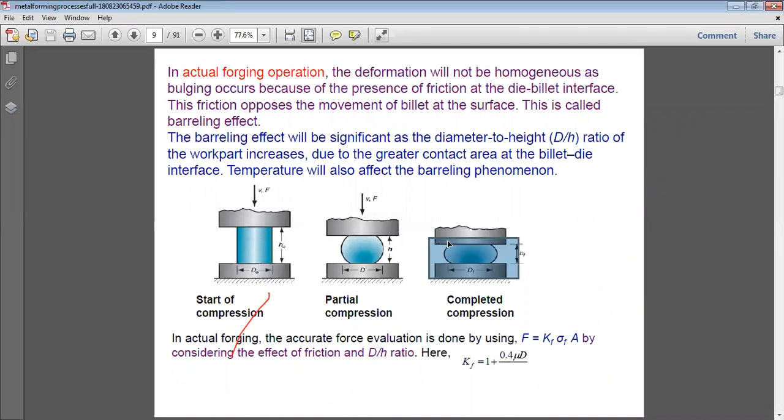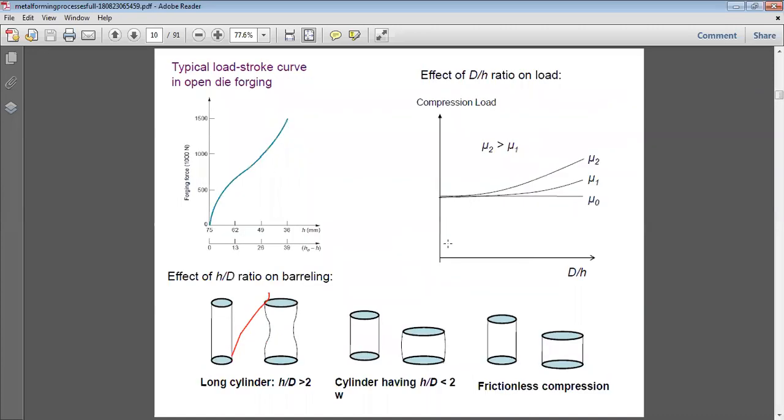It is not like there will be an increase in the height as much as the height of the billet will be this. So as much as the bulging, as well will be the barreling effect taking place over that place. Clear? And that is dependent upon the diameter to height ratio of the workpiece. That is because as the height increases, the bulging will also be increased in this case. So the barreling phenomena will also be taking place in this case.